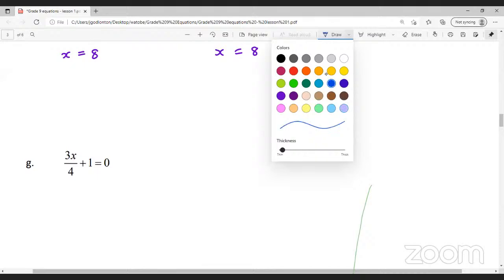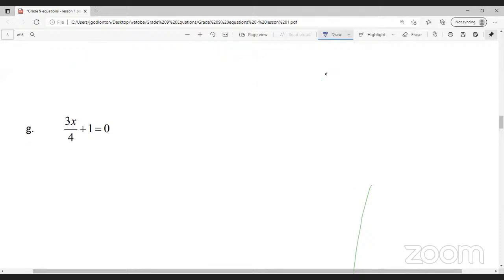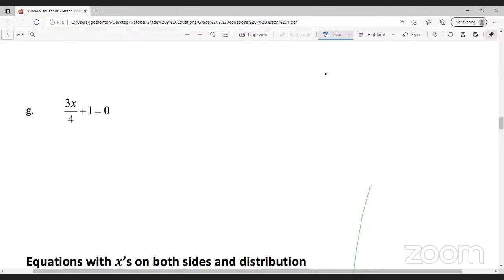Ma'am, I got the answer. Okay. Can you talk me through? Okay. So we find the lowest common multiple for the sum. So it would be 4. And then I write 3x over 4 plus 4 over 4 equals 0 over 4. You multiply 3 by the 4, 1 by the 4, and 0 by 4. Okay. So you then will just have the 3x plus the 4 equals 0.